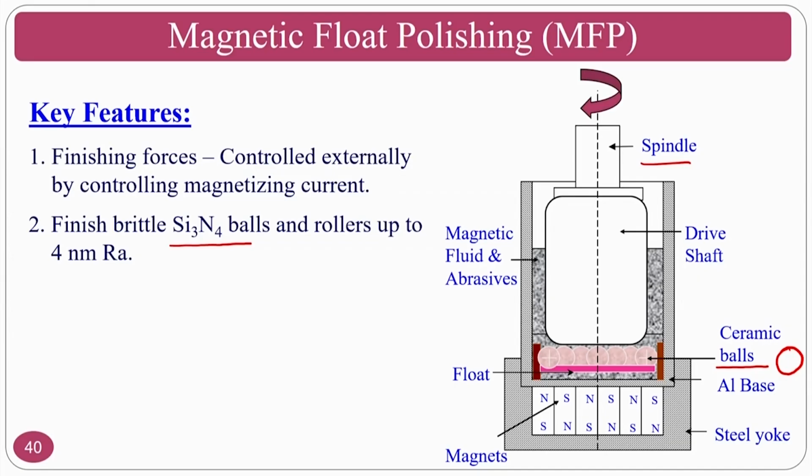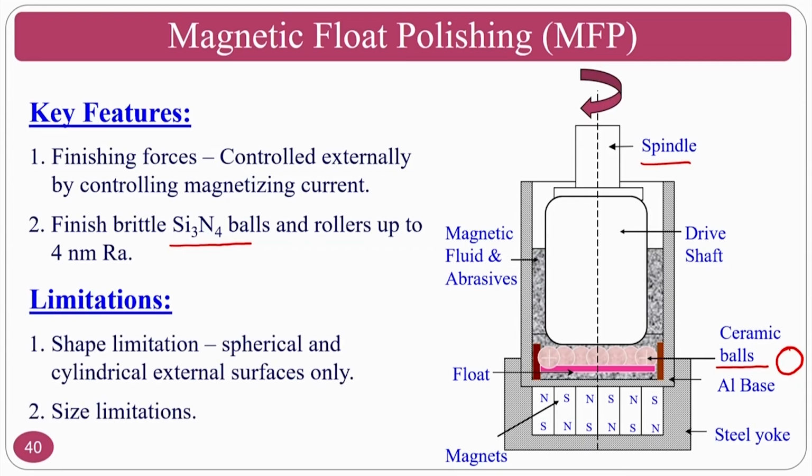What I mean to say is that if you want to finish spherical surfaces to a nano surface level, like 4 nanometers average surface roughness, then you have to choose the magnetic float polishing process. But it has its own limitations, that is, a shape limitation. Basically, it can do spherical and cylindrical external surfaces only, and it has a size limitation. You cannot go for very big workpieces and other things.